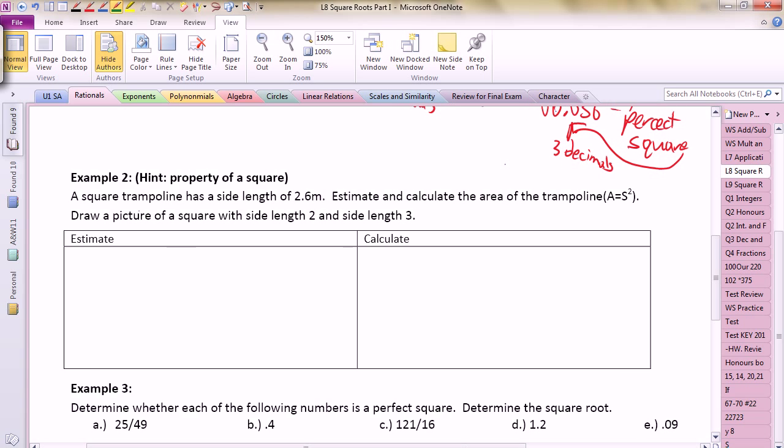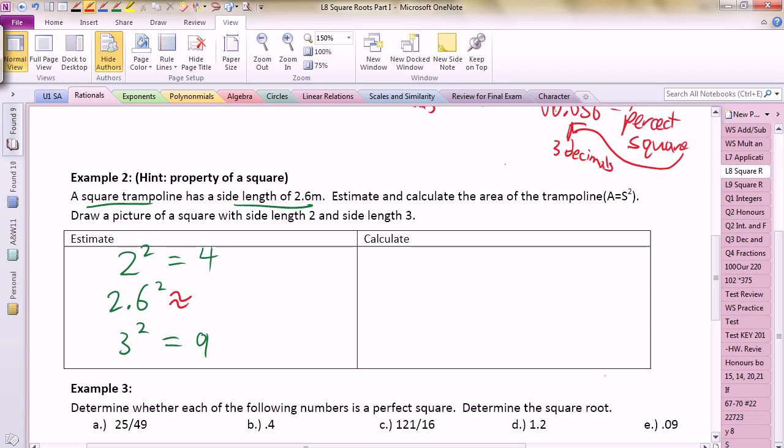So a square trampoline has a side length of 2.6. So 2.6 is the side length, and we want to know what would be the area of the square. So we know what 2 squared equals. We know what 3 squared equals because they're perfect. So what would be the approximate? Notice I use this squiggly line. That means approximate. What would be the approximate answer here? Think about it. Don't shout it out. Write it down. What do you guys think, and tell me why?